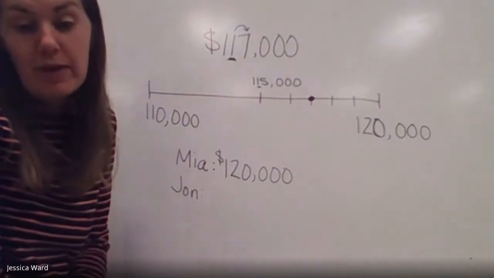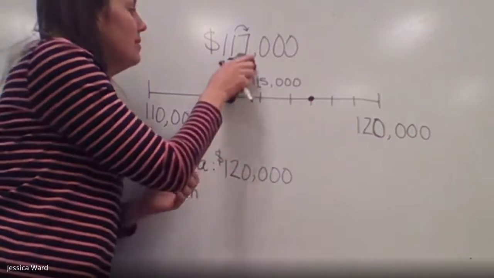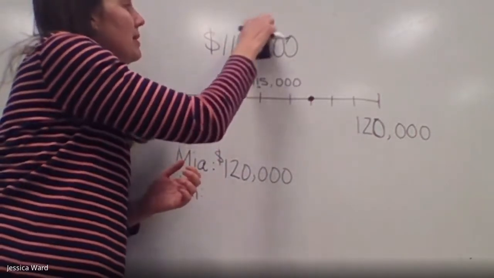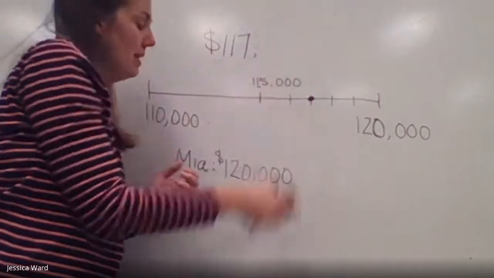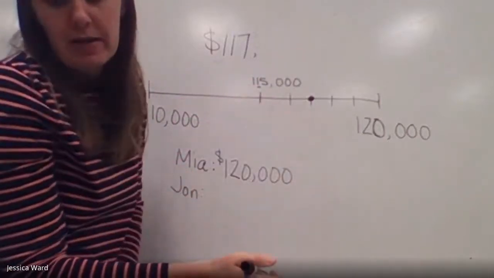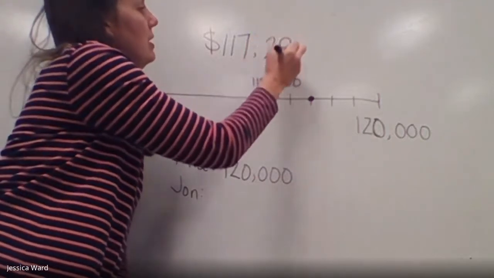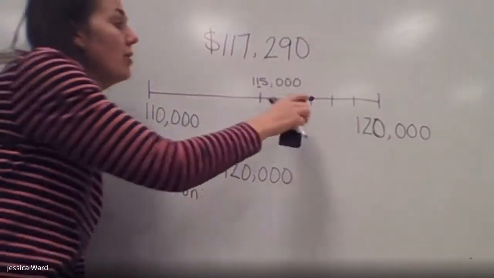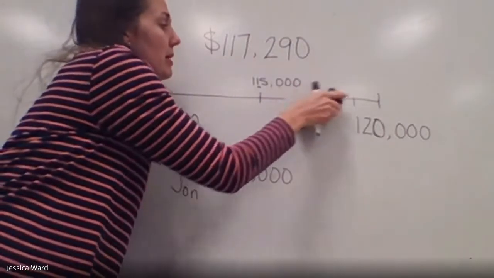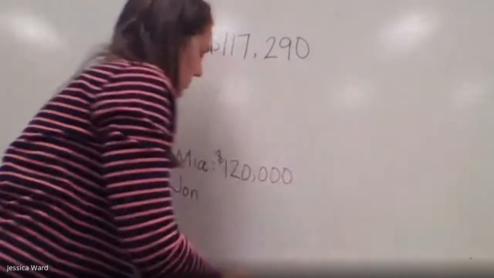wants to round to the nearest 1,000. So I'm going to go ahead and rewrite my number up here because now I really do need to think about what the numbers are next to the thousands place. 117,290, there we go. So I also need to adjust my number line. Let's just go ahead and start fresh.